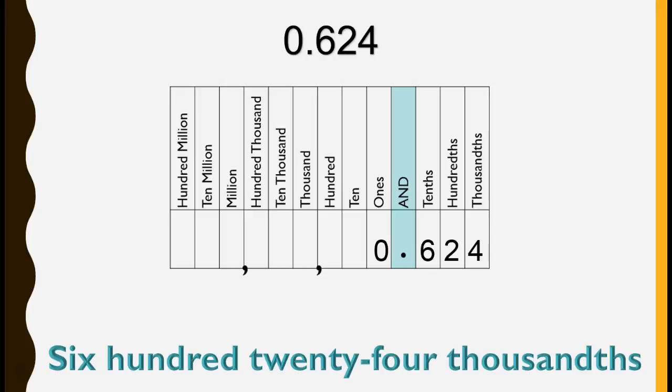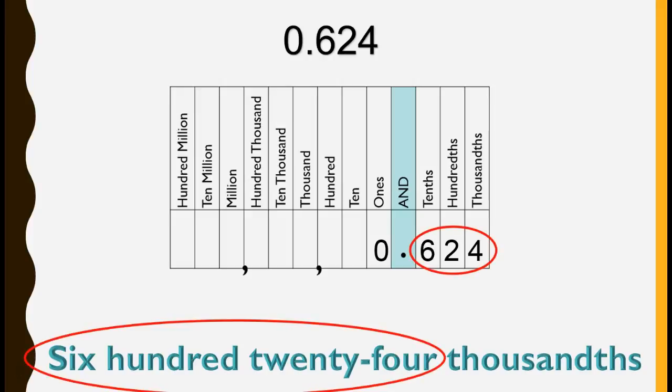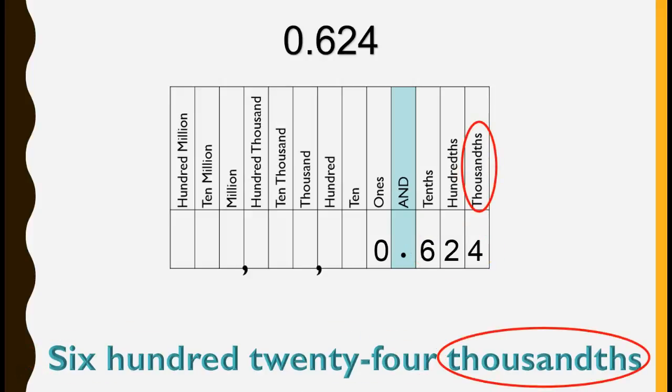624 thousandths. And that might look kind of big and scary, but really all that we're doing is looking at the number that comes after the decimal. Look at that, 624. That's not scary. 624. And then you say the very last place value that digit is in. Look at that 4. It's in the thousandths place. So that's the word you use at the end. Okay? So this one would be 624 thousandths.